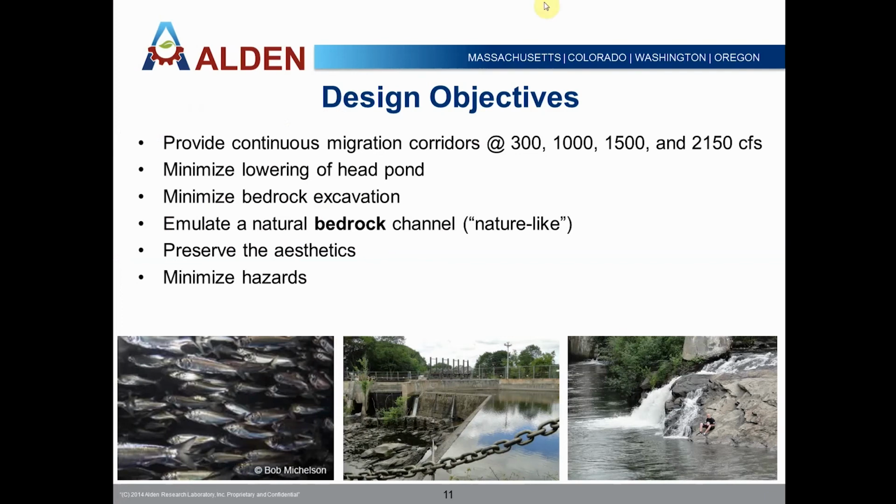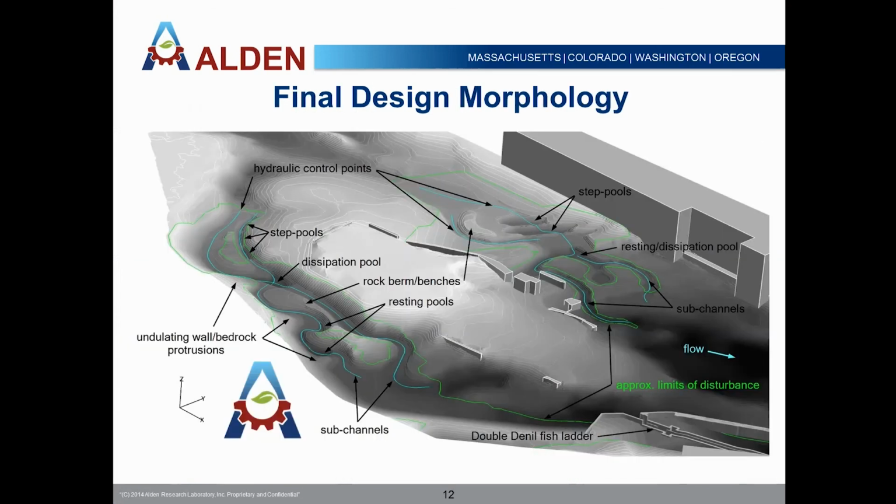So the design objectives were to provide continuous migration corridors at several different flow rates, while minimizing lowering of the head pond for upstream water usage, and minimizing bedrock excavation. This all had to be hoe rammed out because it was in a residential neighborhood, so no blasting, while emulating a natural bedrock channel to make it nature-like, preserving aesthetics, and minimizing hazards to boaters and fishermen.